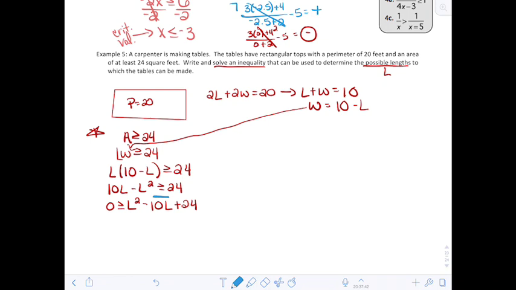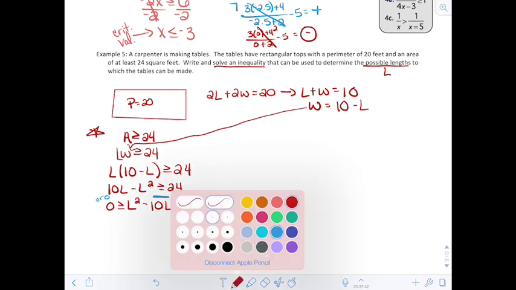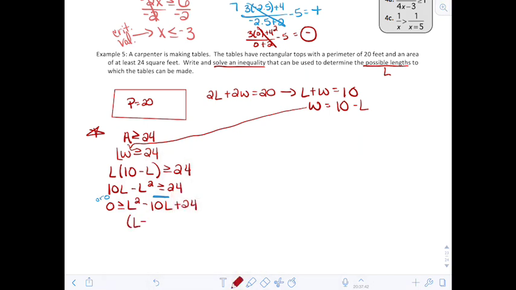So when I do my critical values and set up my number line, I'm going to look for negative intervals, negative results, or 0, negative or 0. So this does factor. I can write this as L minus 6 and L minus 4. So I'm going to set up this number line, and L would be 6, L would equal 4 as my critical values. So here's 4, and it could equal 4. Here's 6, and it could equal 6. So the values that I'm going to test are 0, 5, and 7.